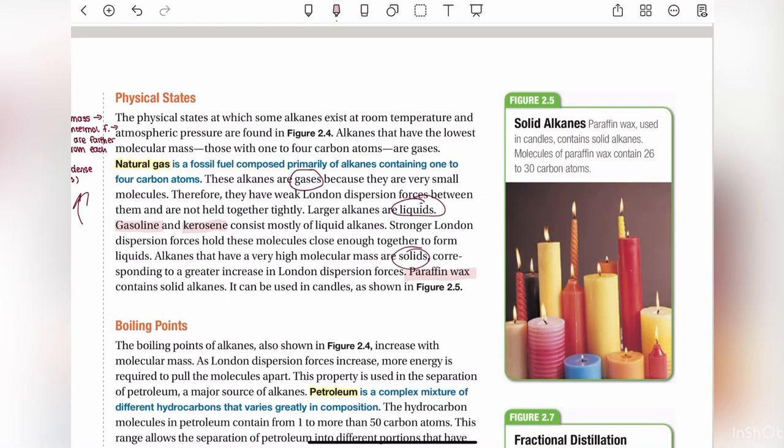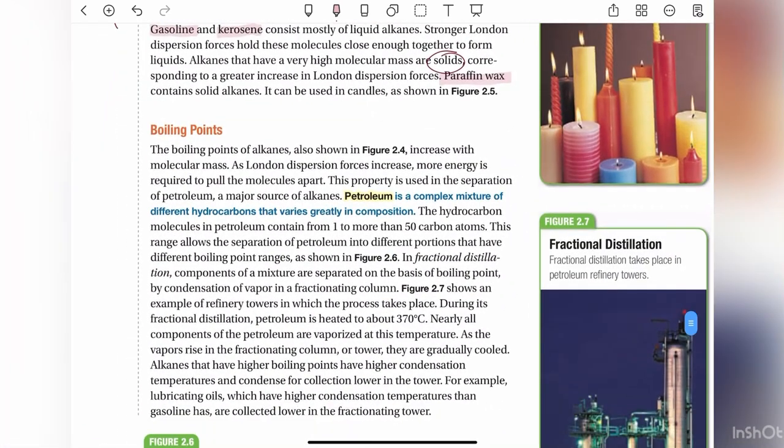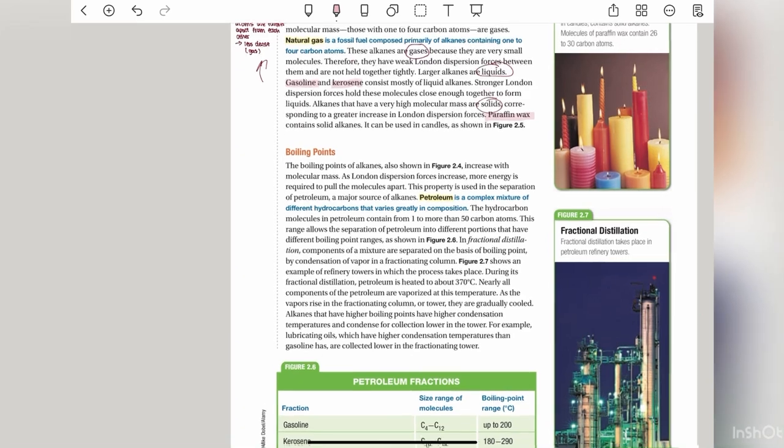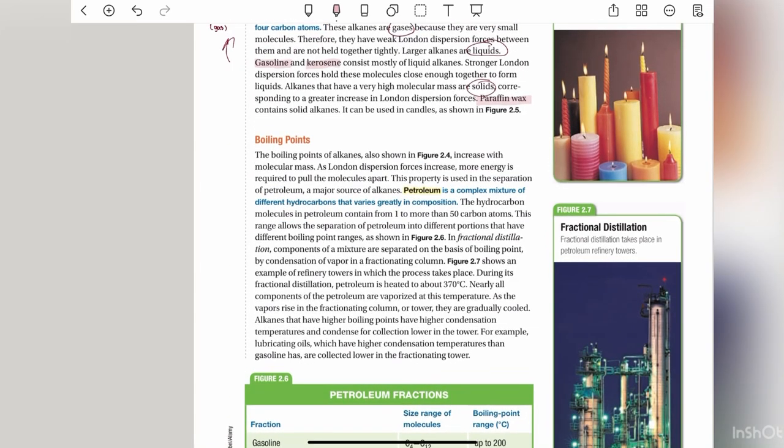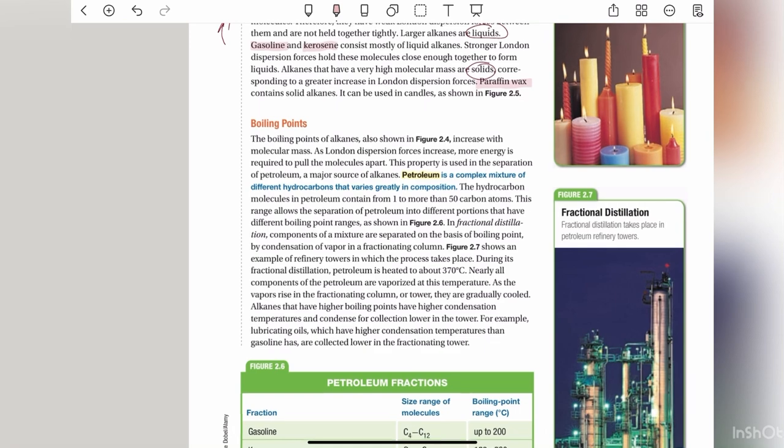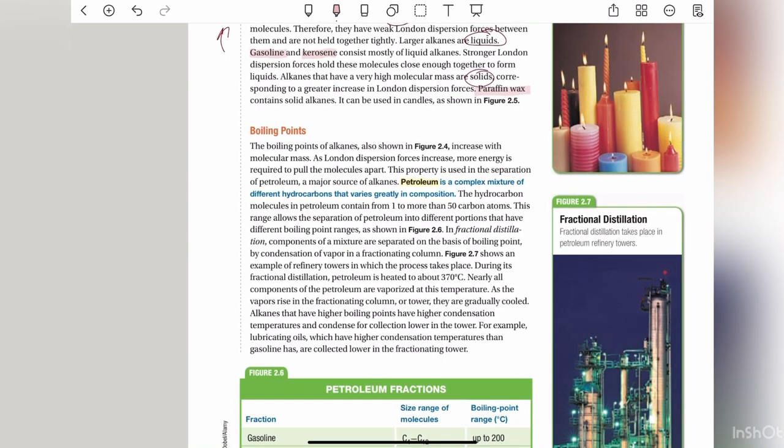Figure 2.5 shows us solid alkanes. Paraffin wax is used in candles, and it contains solid alkanes. Molecules of paraffin wax contain 26 to 30 carbon atoms. So they're solids at room temperature. Now we'll look at boiling points. The boiling points of alkanes, also shown in figure 2.4, increase with molecular mass.